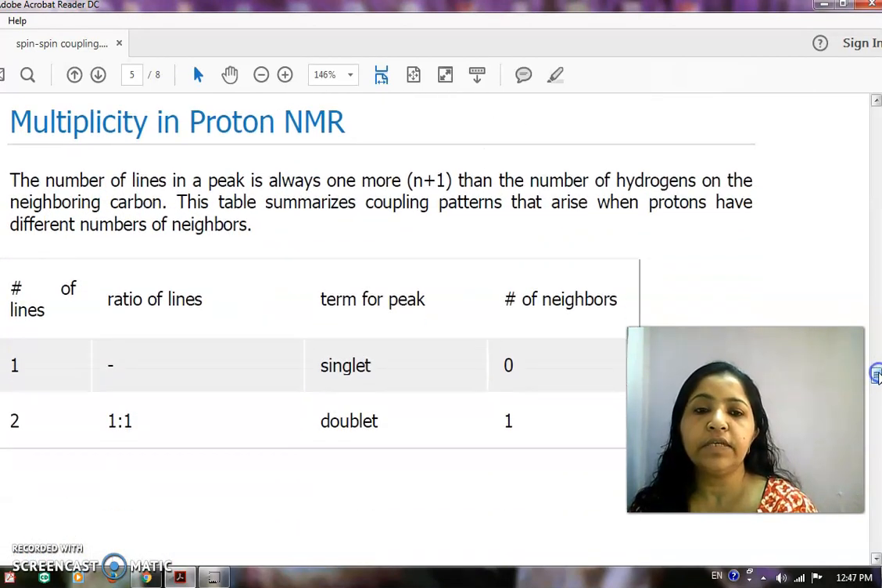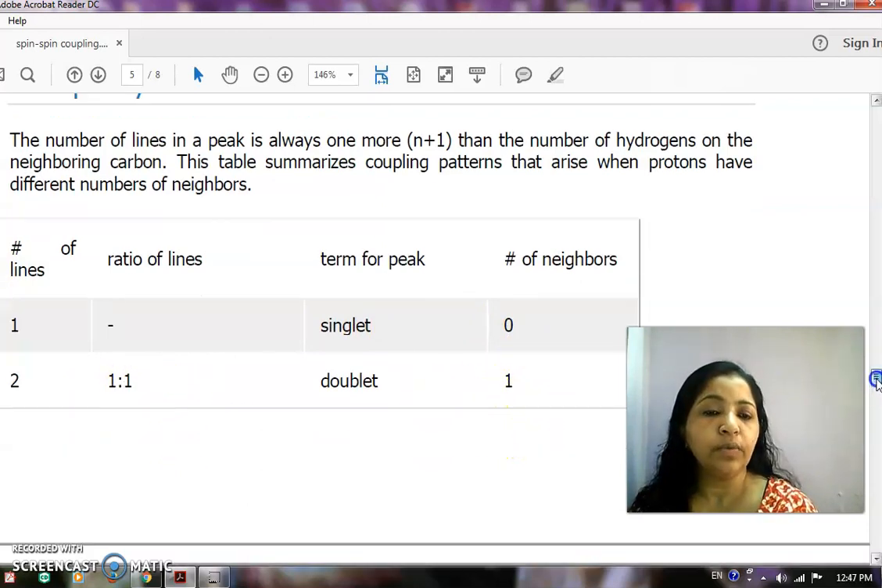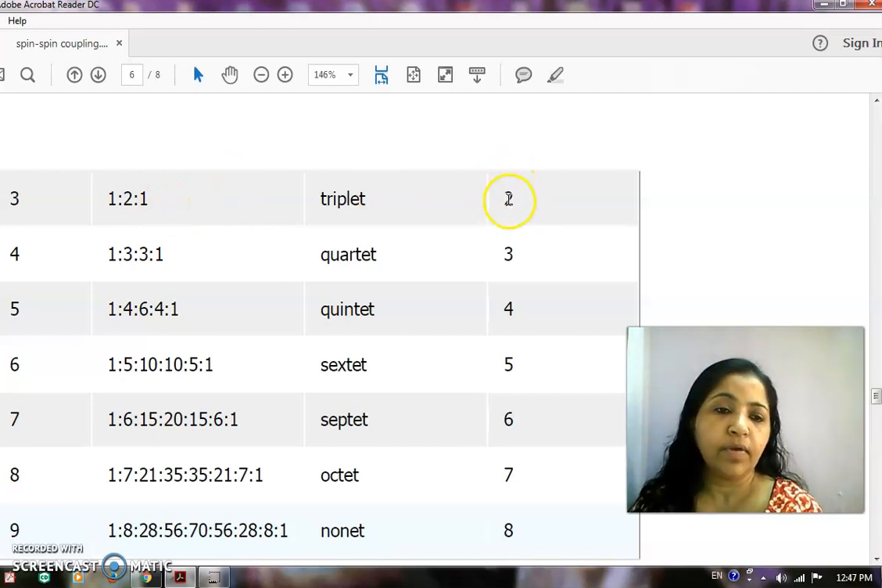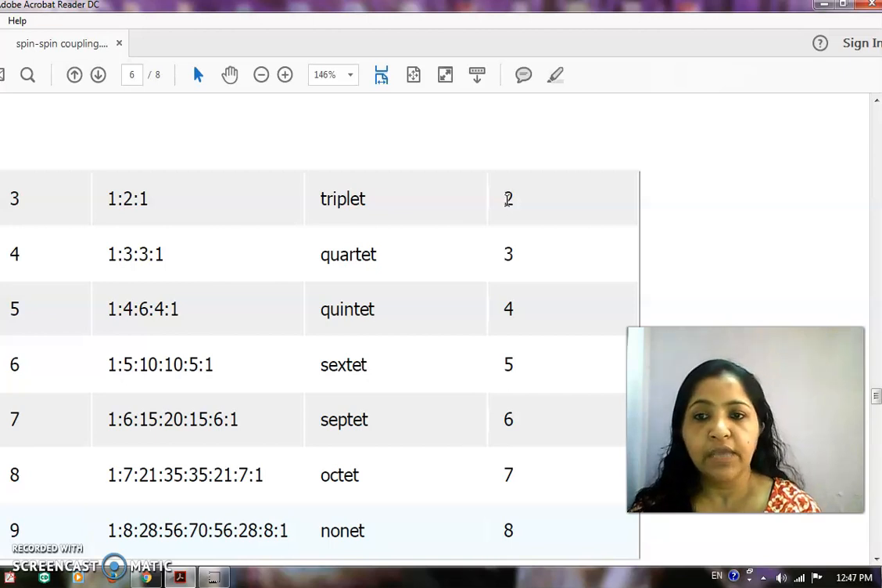So multiplicity, if you have understood already: a singlet has no neighbors. If it is a doublet, what is the ratio of the lines? 1:1. It has a neighbor of 1 nucleus. Similarly, a triplet has a ratio 1:2:1, and the number of neighboring atoms is 2. A quartet means you have 3 neighbors, and accordingly quintet, sextet, septet, octet, nonet.